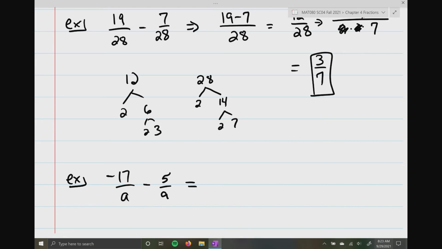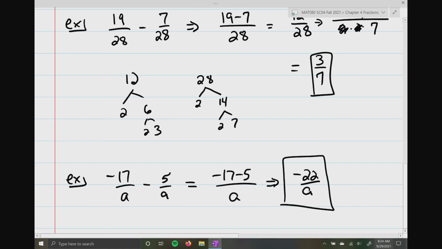All right, what'd you get? Negative 22 over 8. Love it. Reduce it still or no? Well, we'll get there in a second. So the first thing, denominators are the same. So there's going to be the letter A in the denominator. Negative 17 minus 5 in the numerator. Now, negative 17 minus 5 is negative 22 over A. Now, do we know what the letter A is? So can I reduce this at all? Nope. So you're done. Good?